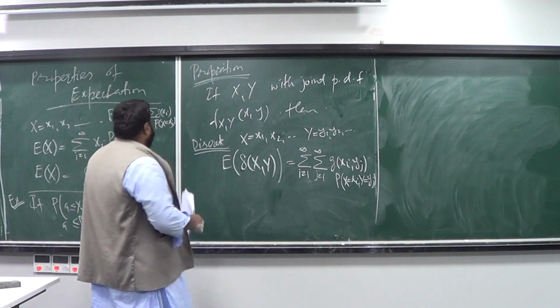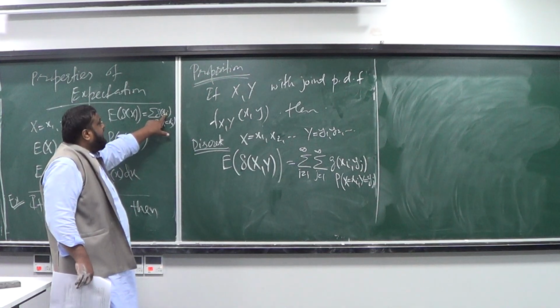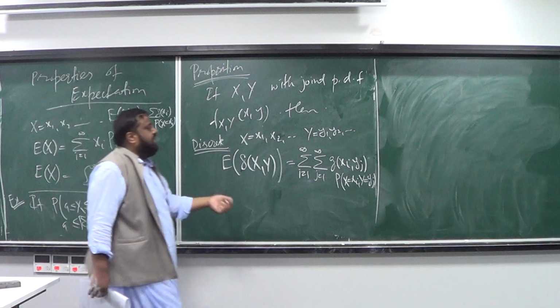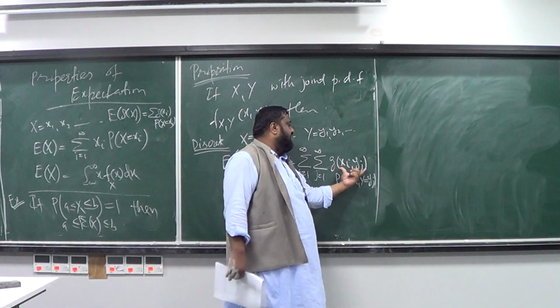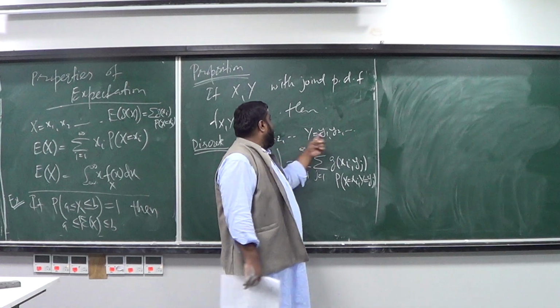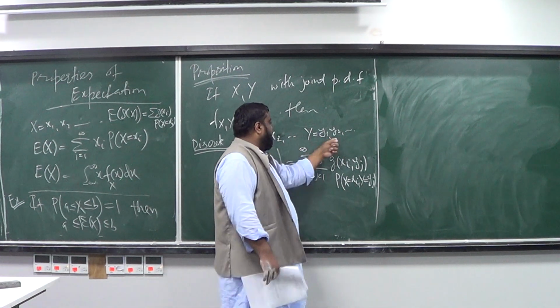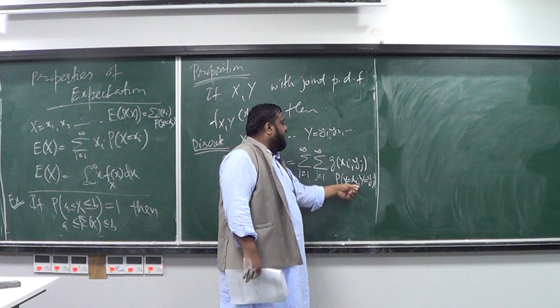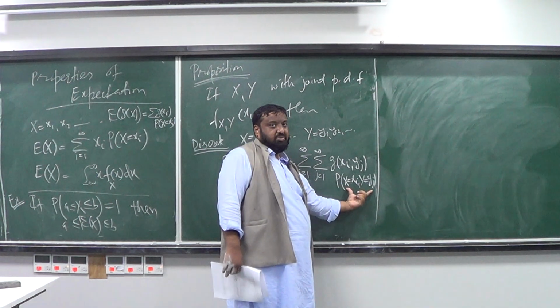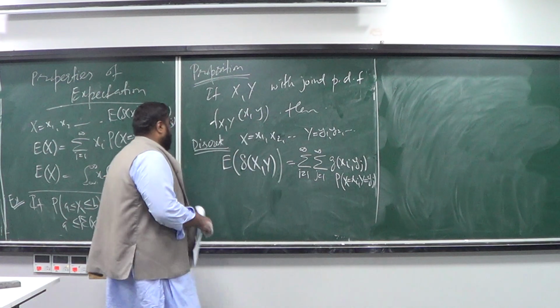In other words, here x was taking values xi's and multiplied with their probability. Now you are saying evaluate g at each of the ordered pairs that you can make out of these values and multiply them with the corresponding probability of the ordered pair. So this is the discrete case.